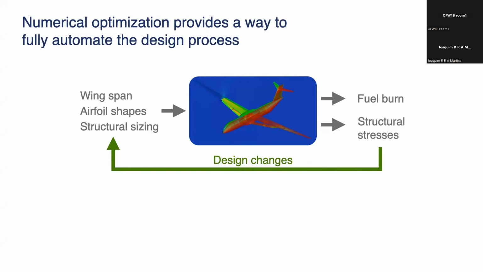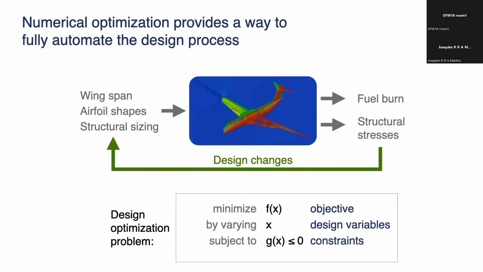In this case, I have an airplane here because I like airplanes. And you're going to check the fuel burn, check the structural stresses, and then you're going to do some changes in the design, typically manually, right? You make a few tweaks, rerun, few tweaks, rerun, right? So this is something that's really very time consuming because you might have thousands, millions of different decisions to make, and typically they're done sequentially, okay? What can help here is numerical optimization.